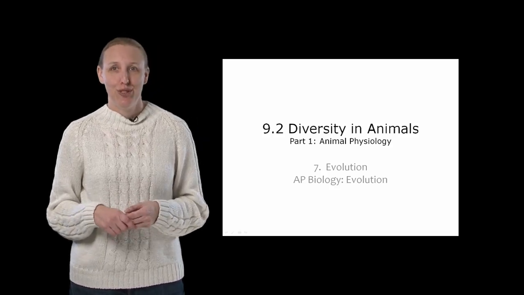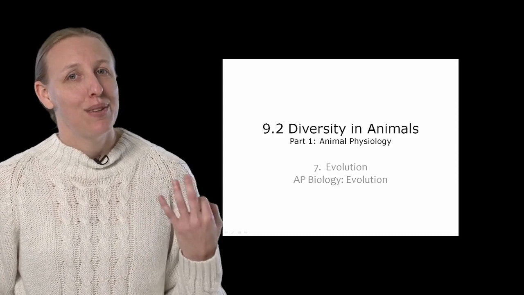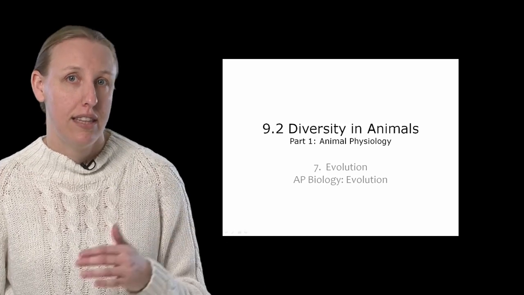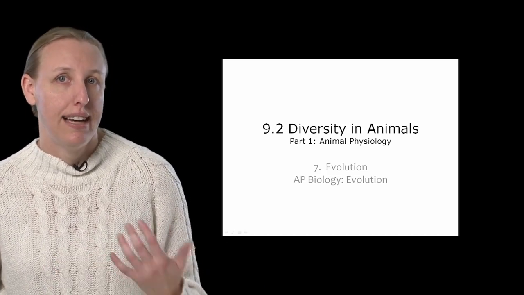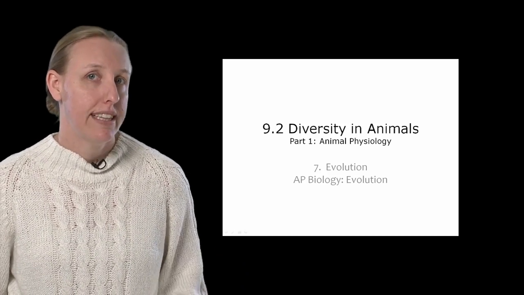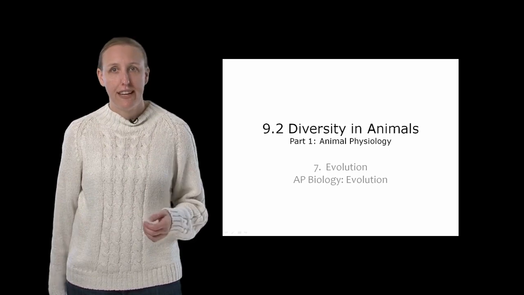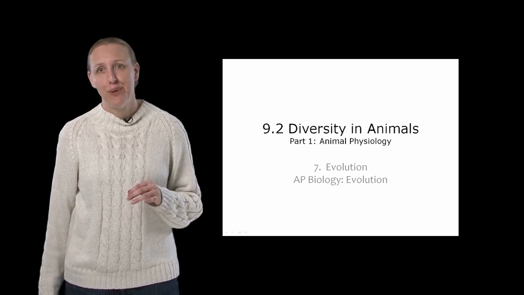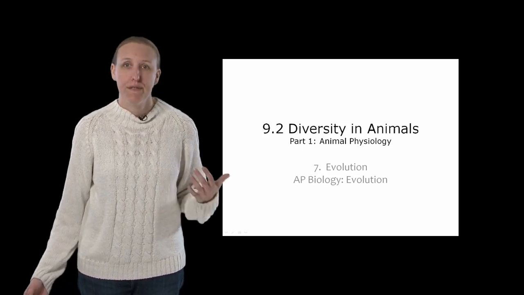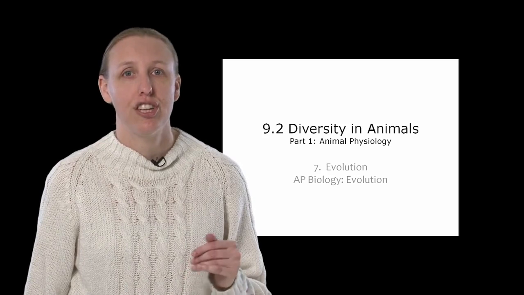Welcome to 9.2, Diversity in Animals. What we're going to look at is different evolutionary relationships and their structures of animals and their processes. So some of the processes that we're going to look at are regulation, neuron function, and cardiovascular system, just to name a few. So let's jump right into diversity of animals and start comparing different phyla and evolutionary relationships in terms of their structure and function.